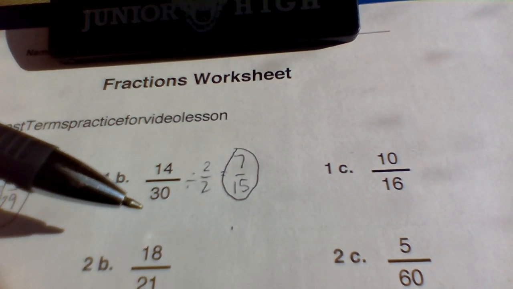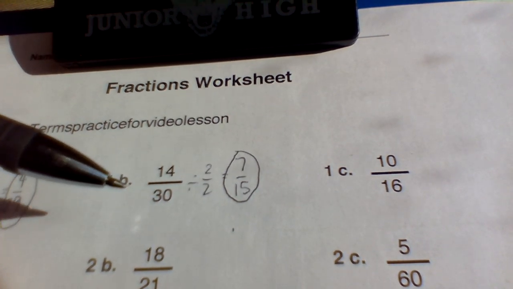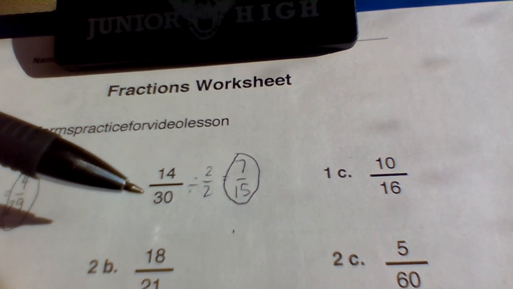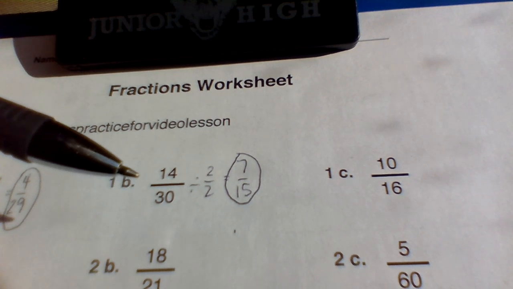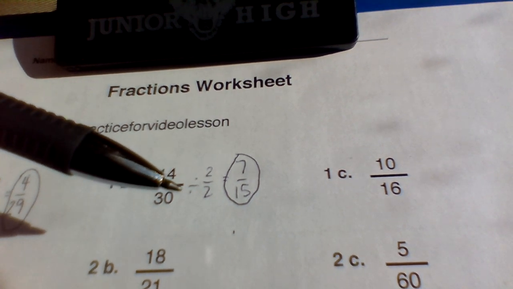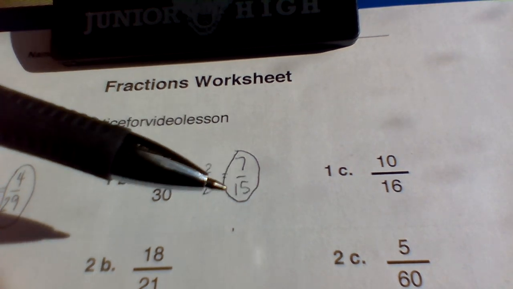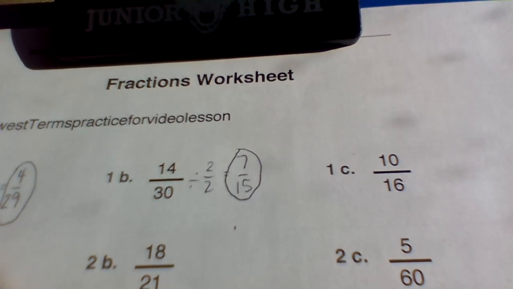So I'm going to tell you a little secret about 30. When I see 30, I think about a clock. And obviously my big hand's on the 6. If I split that into 2 groups, then I'm going to end up on that 3 on the clock. So I end up with 15 minutes. So that's my fastest way that I can do that.